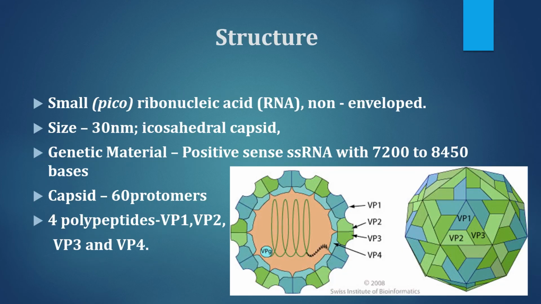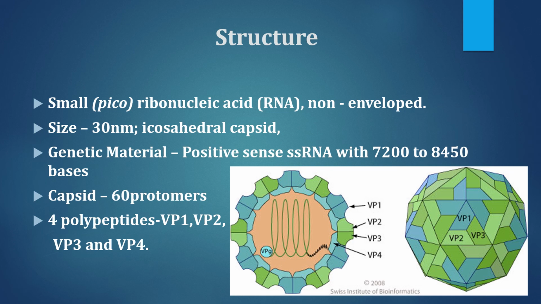Structurally, the polioviruses are smaller in nature, as the name itself indicates, pico, meaning small, with ribonucleic acid as its genetic material. The virus is a non-enveloped virus with a naked capsid. The size of the virus is 30 nanometers in diameter with an icosahedral capsid. The genetic material present in the virus is a positive sense single-stranded RNA with 7,200 to 8,450 bases.